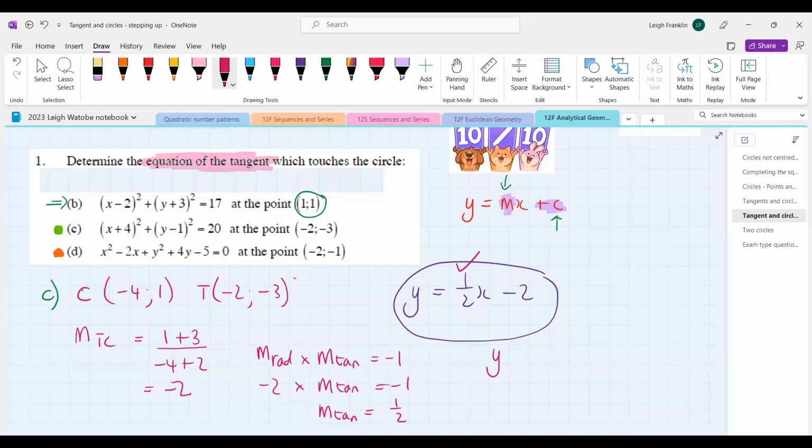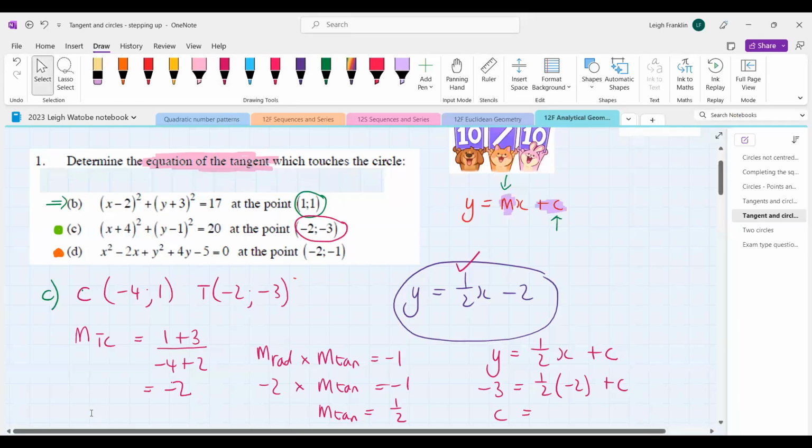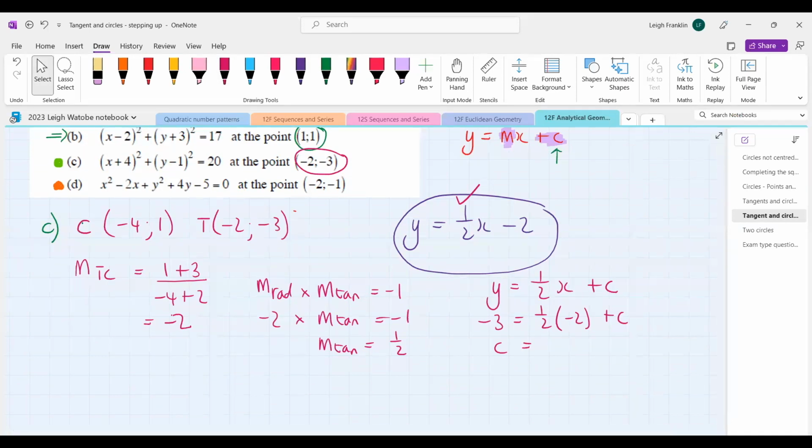Now you're going to sub into y equals mx plus c. So half x plus c. You're going to sub in your point of tangency. So -3 equals 1/2 times -2 plus c. And now you would end up with -1 on the right. So if you've got -1 on the right, you'd have to add 1 to the right, add 1 to the left. And that's why you end up with -2.